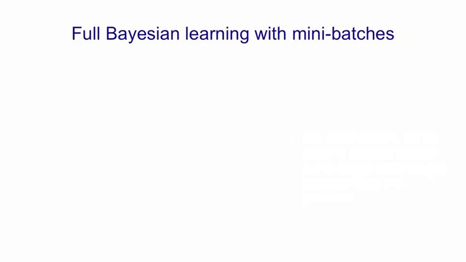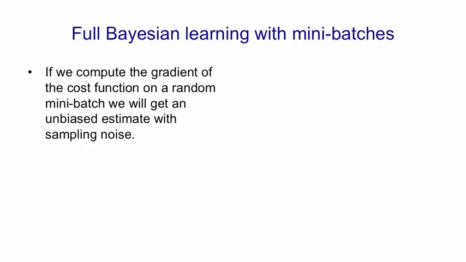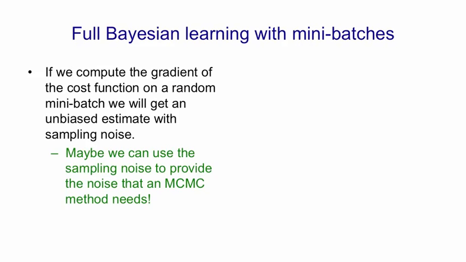Full Bayesian learning can actually be done with mini-batches. When we compute the gradient of the cost function on a random mini-batch, we're going to get an unbiased estimate but with sampling noise. And the idea is to use that sampling noise to provide the noise that a Markov chain Monte Carlo method needs. It's a very clever idea.